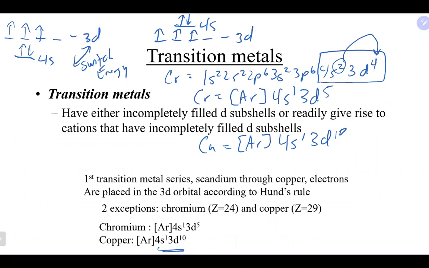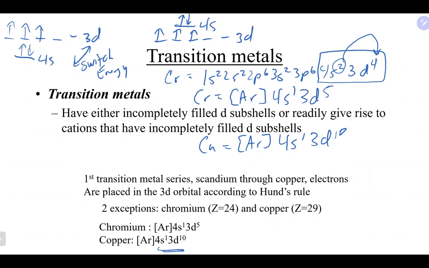Where that's going to be important is when they start losing electrons. When transition metals start losing electrons, they lose different electrons because of this switch in energy. But when the electrons go in, and how you should write the electron configuration, is the filling order, which is the s first and then the d. Now for us, chromium and copper are the two exceptions that you need to know.